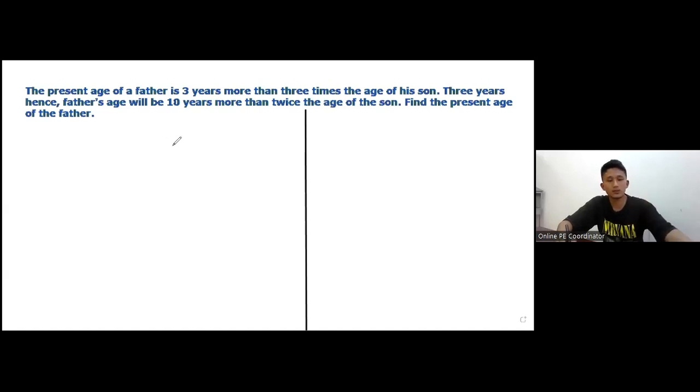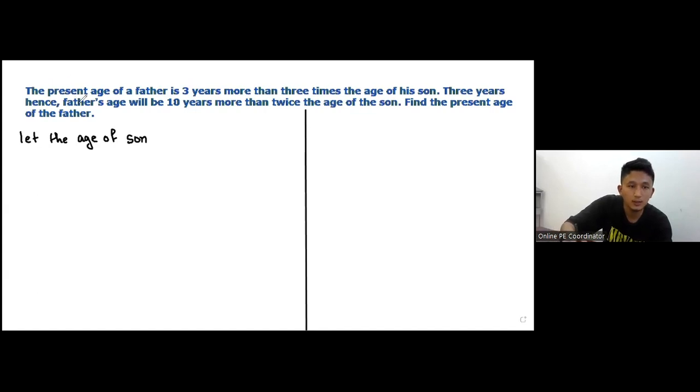So what are we going to assign x as? Let us assign it to the age of father or son. We have to do it for the son, because it is only given the present age, not the past. So we can only take it for the present age. Let the age of the son be x.